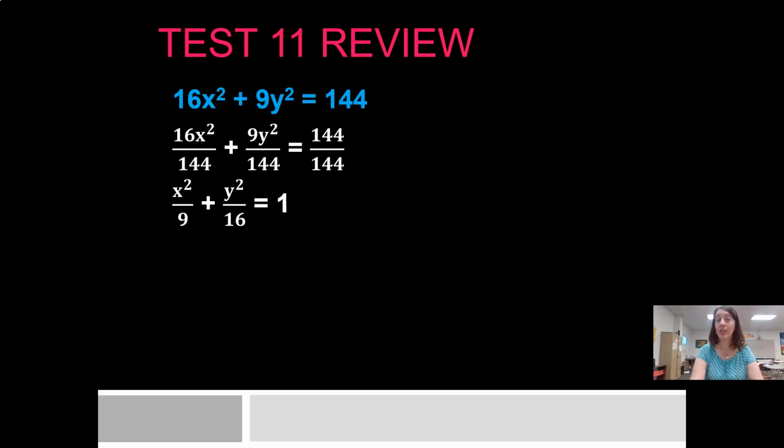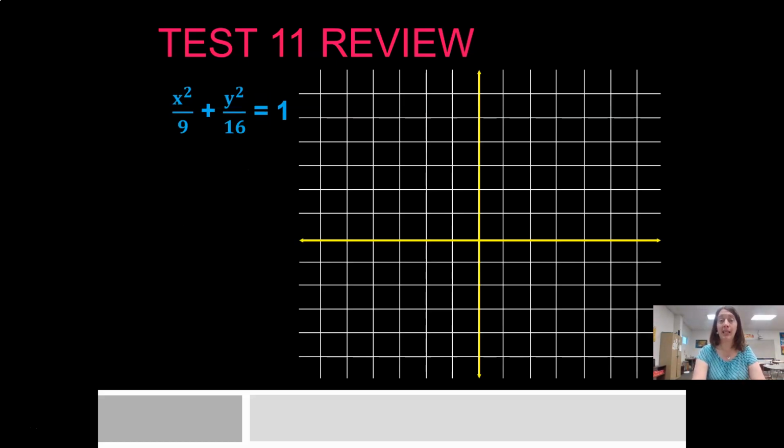So that's what you do on question number 3. You're going to take an equation that's given to you and put it in the proper standard format. You get the fractions on the left-hand side again, and you have it equal to 1. Now that your equation is in that standard format, on question 4, you're going to graph.